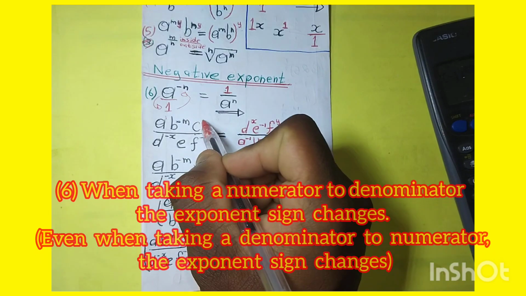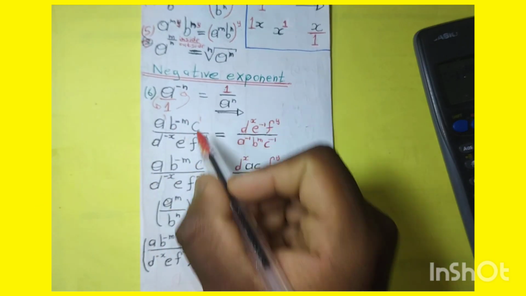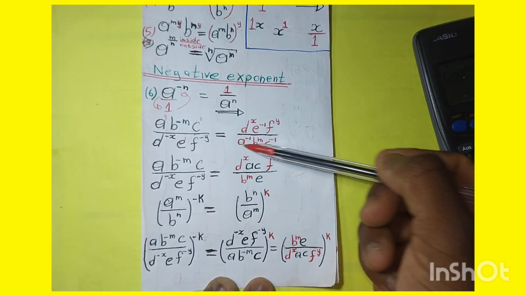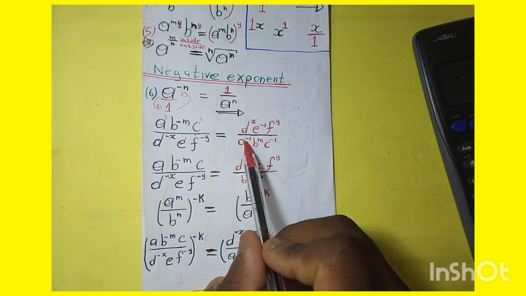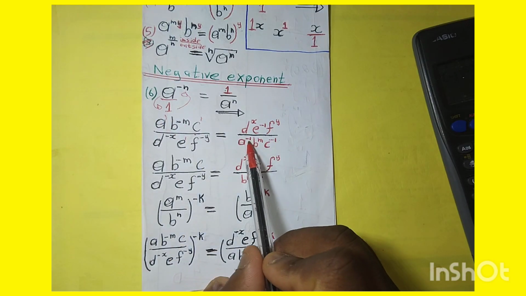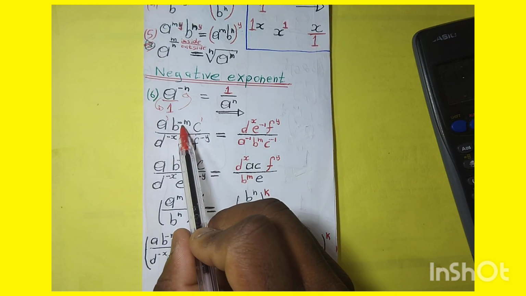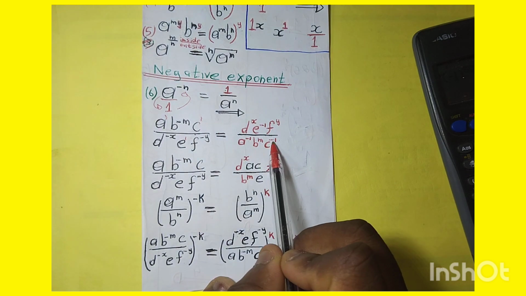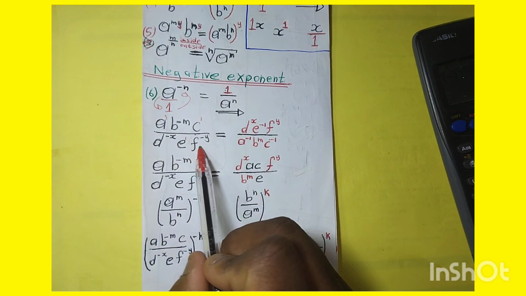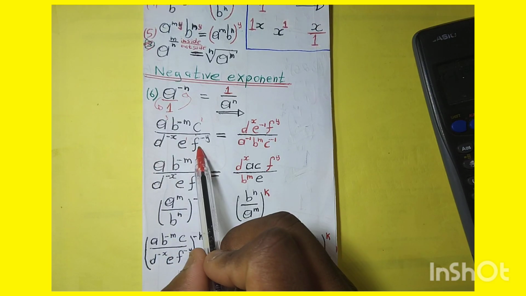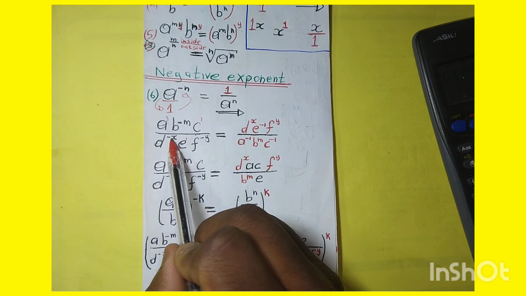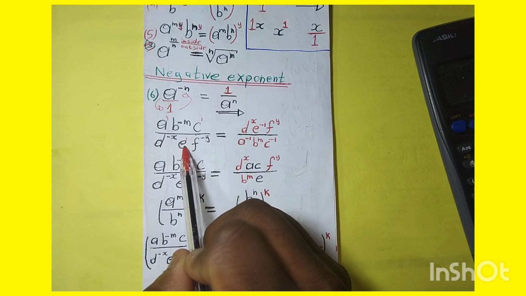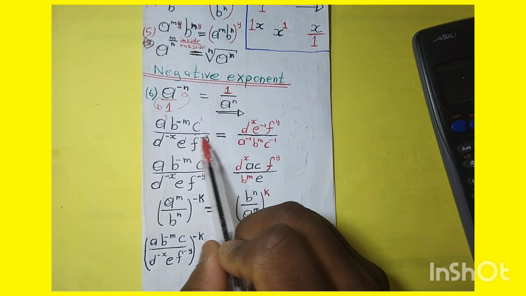So here, guys, I've got an invisible one. Remember, if there is no exponent, we've got an invisible one there. So if I'm taking this numerator to the denominator, that exponent sign will change. If it's positive 1, it will become negative 1. Then if it's negative m, it will become positive m. If it's positive 1, it will become negative 1. Do you see? Even as well for a denominator there. If it's negative x, it will become positive x. If it's positive 1, it will become negative 1, even as well as that one.